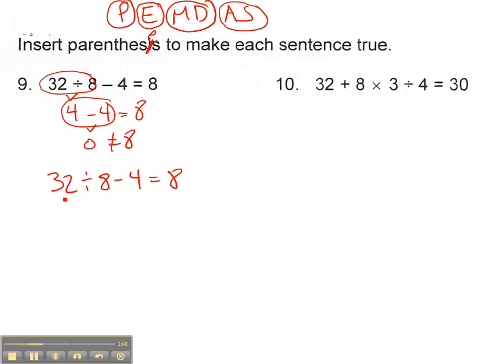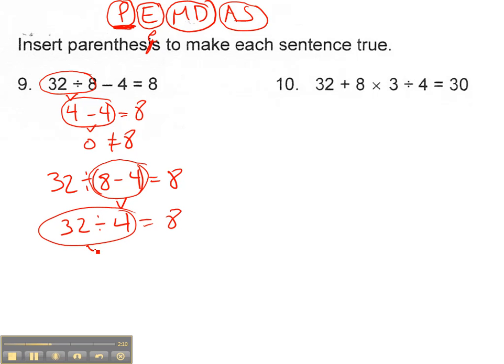Well, doing division first gave us an answer of 0, which doesn't equal 8, so let's do subtraction first. The only way I can do subtraction first is by putting the subtraction in parentheses. And then now we've got that parentheses, so we're going to do that first. Circling that, 8 minus 4 is 4. Rewrite the rest of the equation. 32 divided by 4 equals 8, and that's true. 32 divided by 4 does equal 8.